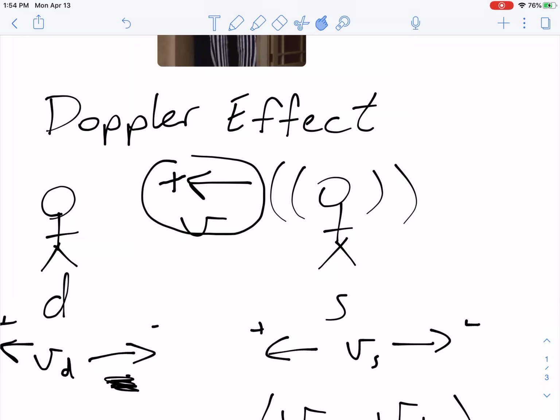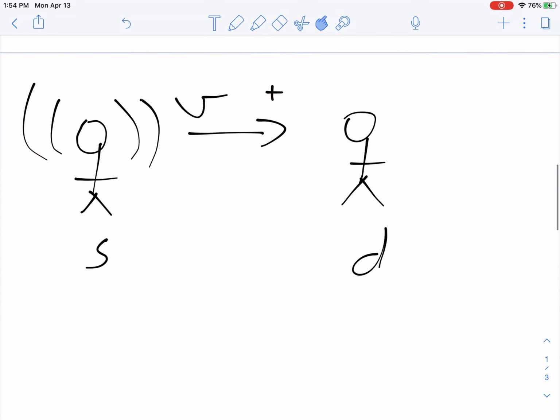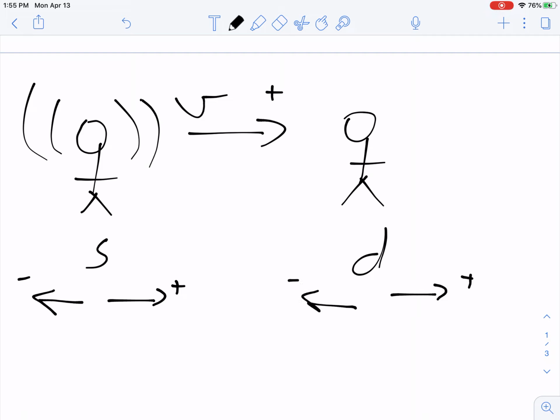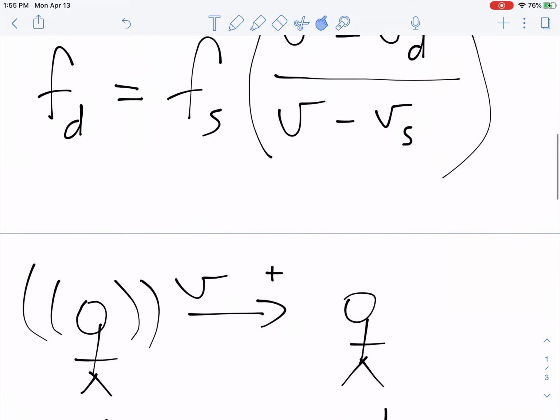Okay? In our other coordinate system, the source here, that would be the positive direction, that would be the negative direction, because the direction of sound has to be positive. For the detector, that would be the positive direction, that would be the negative direction. The source, the positive direction is the direction of sound. Okay? Now, how do we use our equation?